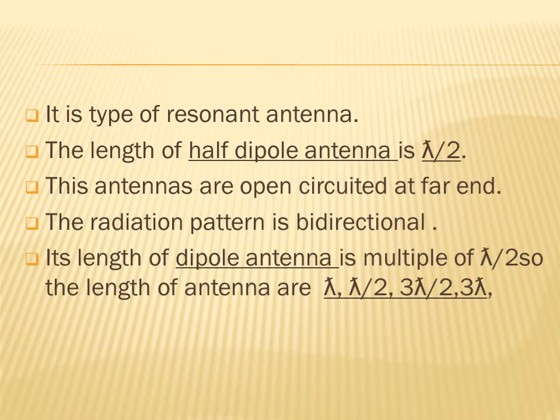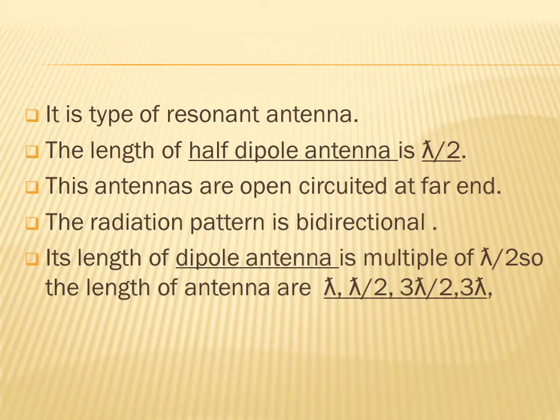Again we will see the different points you have to write in an MSBTE exam. This is the first point: the half dipole antenna is a type of resonant antenna. Its length is lambda by 2. These antennas are open circuited at the far end.